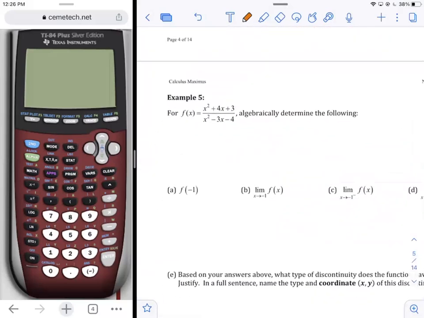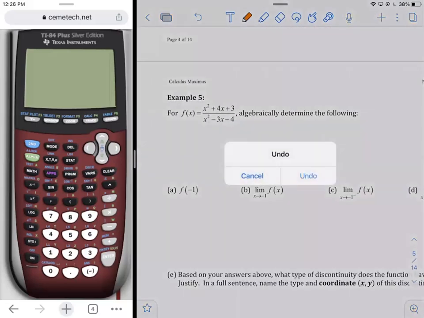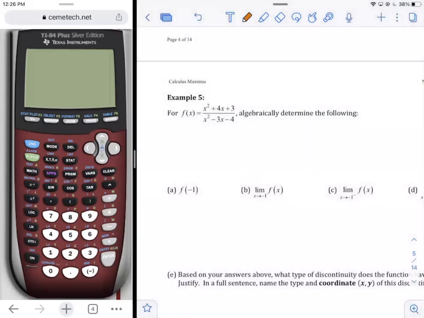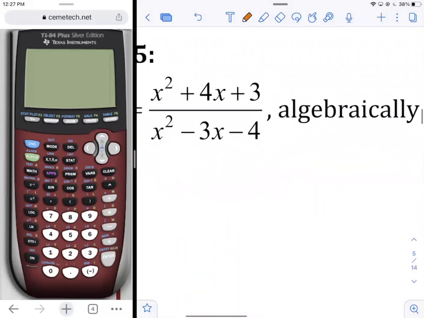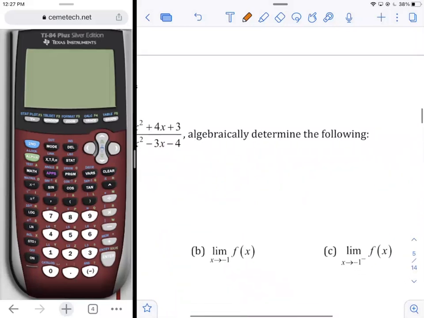So now example 5. We've looked at examples prior to this to try and tie connections together, and now we have a fresh function. I don't really know what it looks like graphically, but we do know it's another rational function. It's a quadratic over a quadratic. It says to algebraically determine the following.